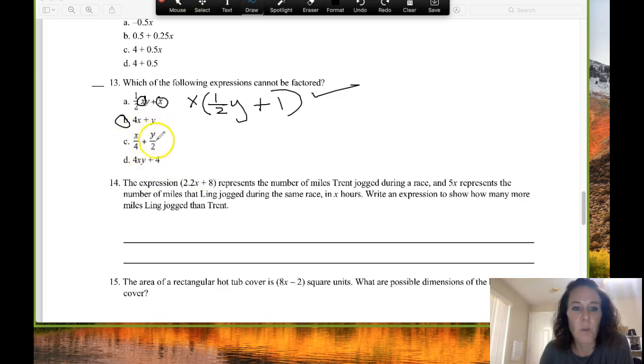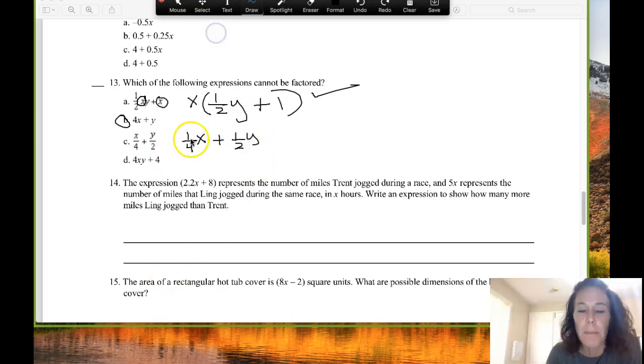x over 4 plus y over 2. You might think these don't have anything in common, but alas, they do. They don't have any variables in common, but x over 4 is the same as 1/4 times x. y over 2 is the same as 1/2 times y. 1/4 and 1/2 do have a factor in common, okay? I can actually factor out, hold on a sec. I can actually factor out, if you look at these, they have a 2 in common, okay? So I can actually factor out a 1/2, and it would look like this.